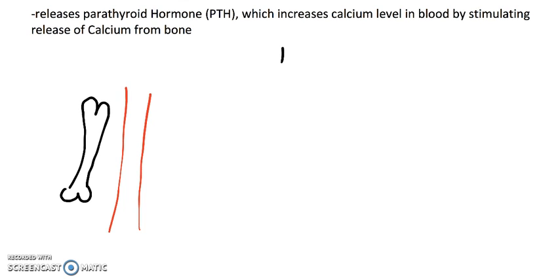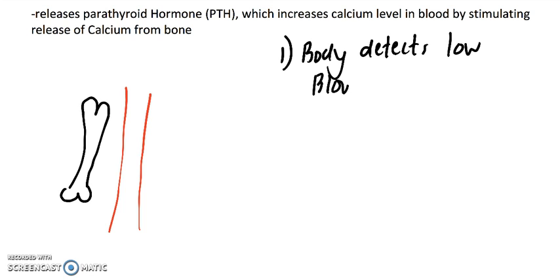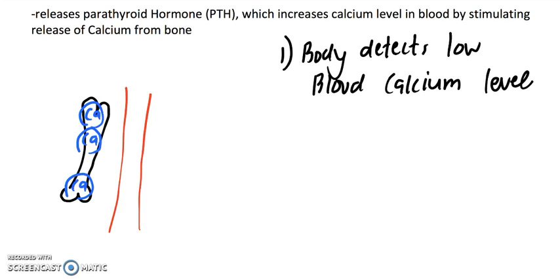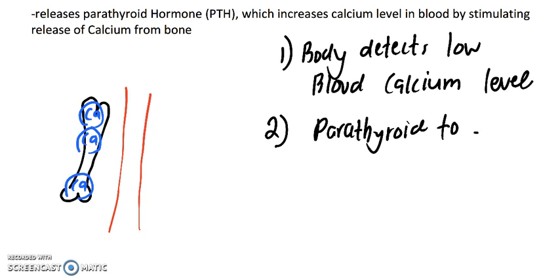And step one would be, your body detects low blood calcium level. We know we have calcium stored in our bones. One function of our bones, it can store. So we have calcium in the bones. This is going to cause step number 2. We're going to tell the parathyroid, or another gland is going to tell the parathyroid to secrete our parathyroid hormone, PTH.